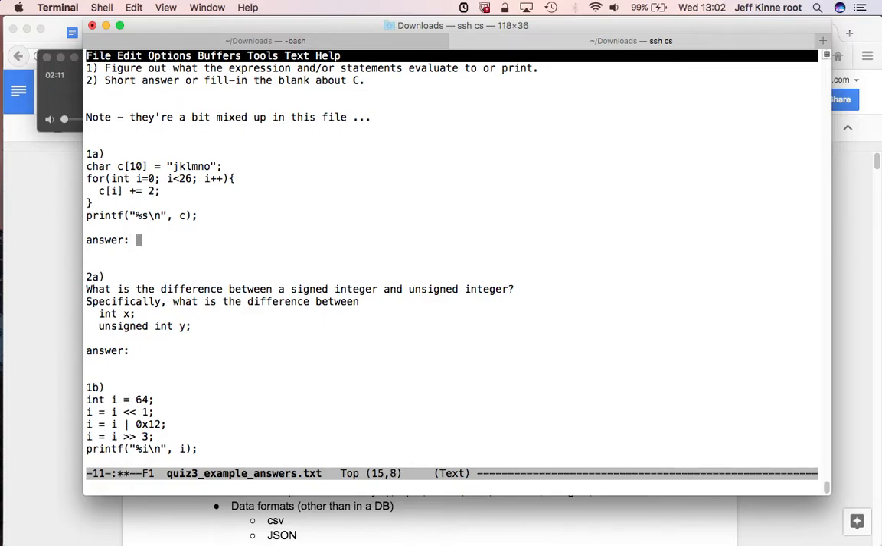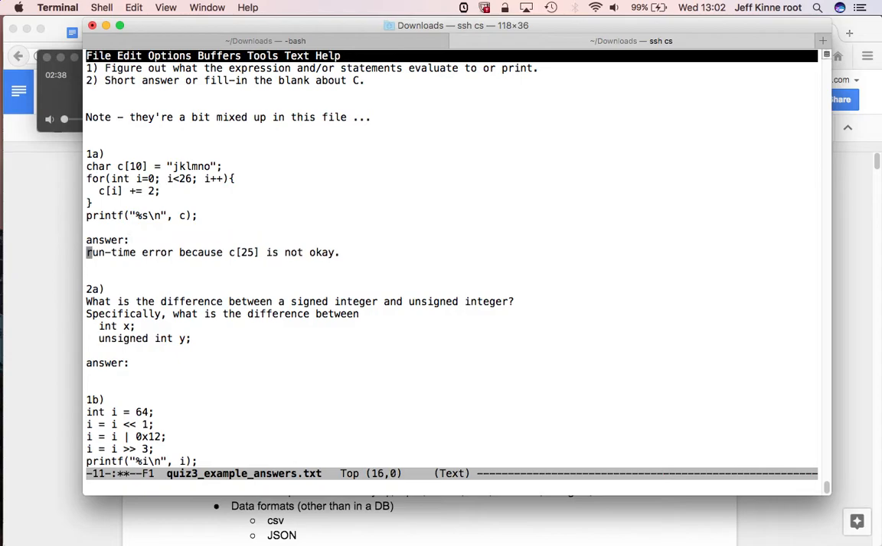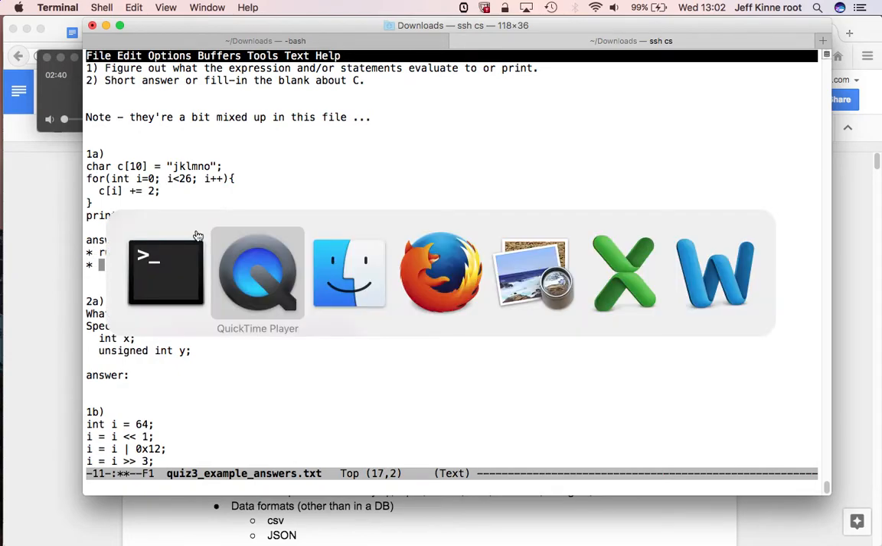So I'll put the answer here. Note this would be a runtime error potentially, because C bracket 26 is not okay, or rather C bracket 25. This loop goes from 0 to 26 and we only actually have 10 spots in there. But besides that, so that's one thing.